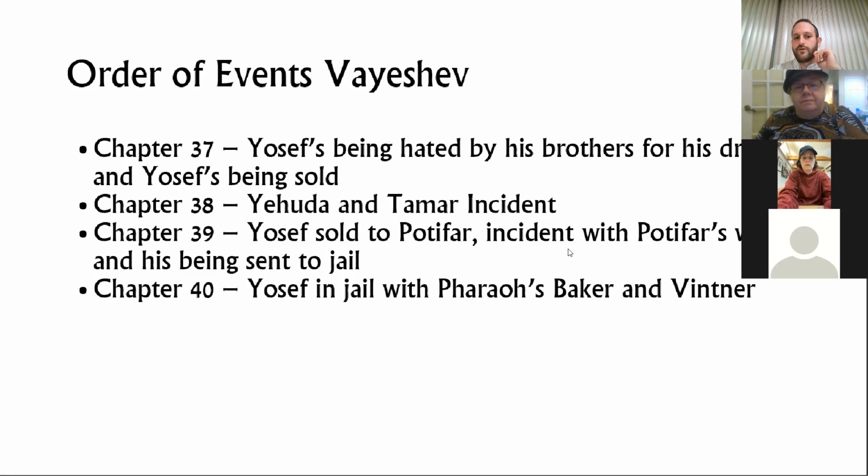Okay. So going through, there's 4 basic chapters, we can call them scenes, going on in this week's parsha. We have Yosef being hated by his brothers, which is largely Yosef's fault. Then leading to Yosef's sale by the brothers. Then we have Yehuda and Tamar incident. Basically, that's where Yehuda leaves his brothers and then decides to marry Tamar, a non-Jewish woman, and all the complications that arise from that. For more on that, I'll explain when we get to that point.